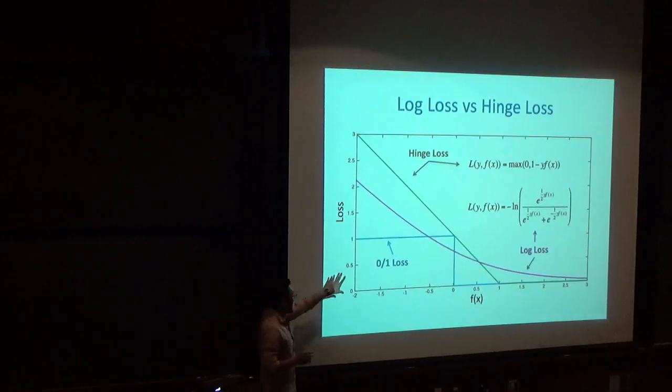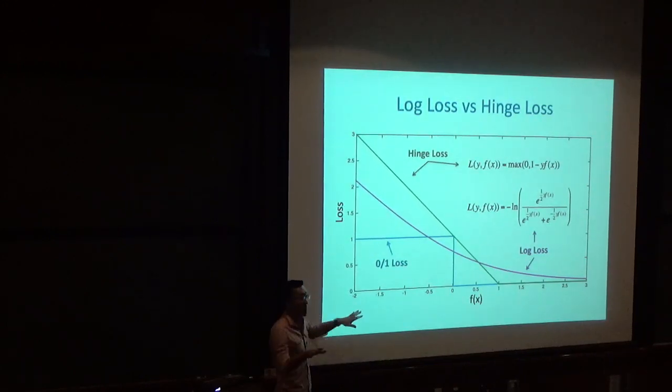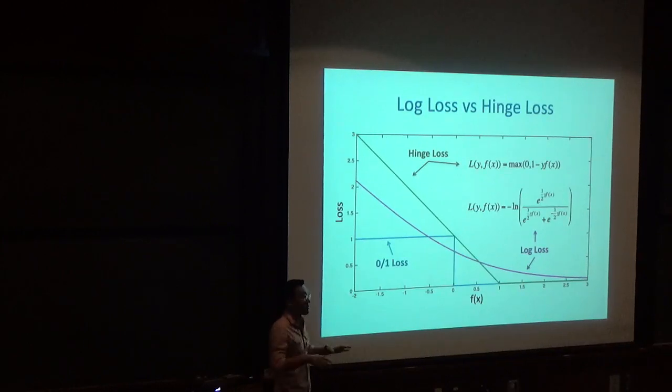It just doesn't work on 0-1 loss, because if you're over here, you get the slope is 0. So the gradient is completely 0. No matter if you're minimizing 0-1 loss, the slope is completely 0, even if you're classifying or misclassifying an example.